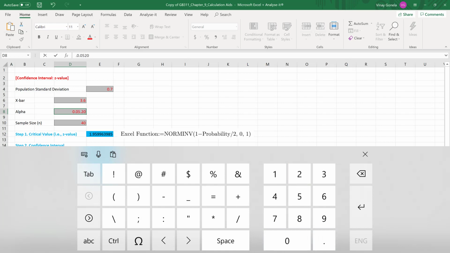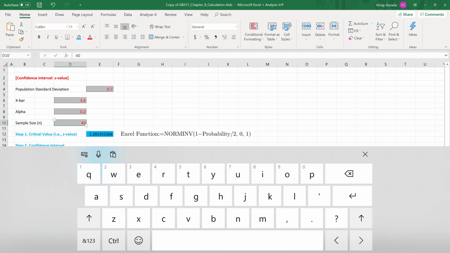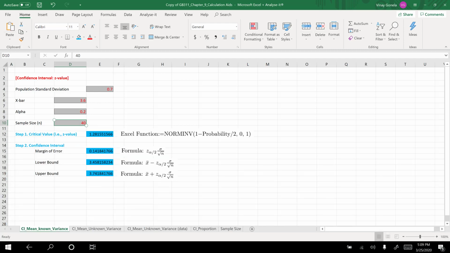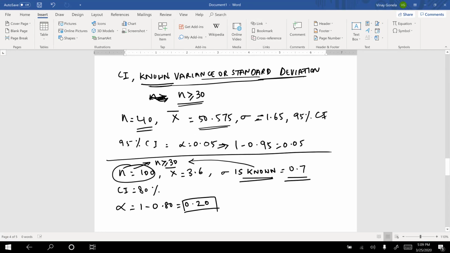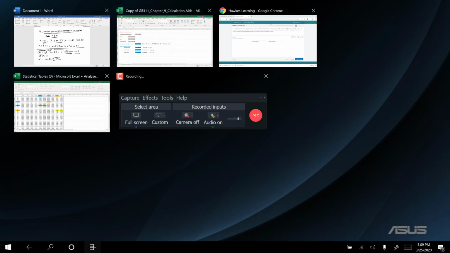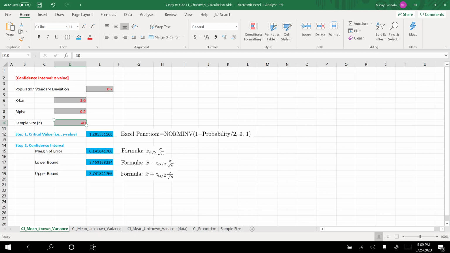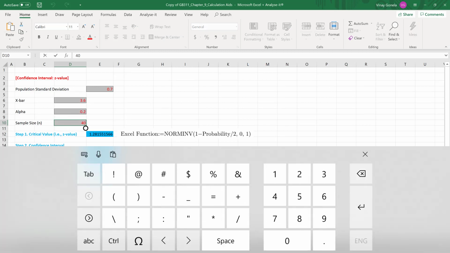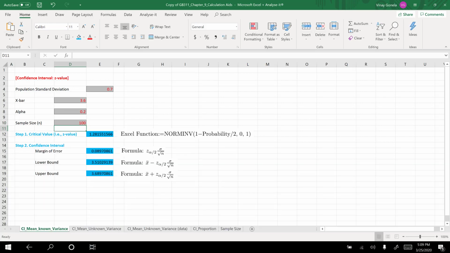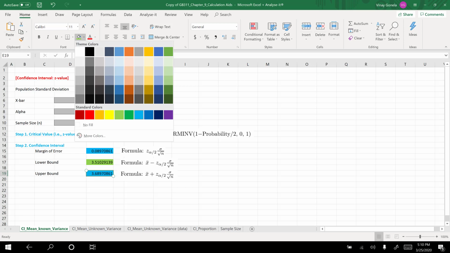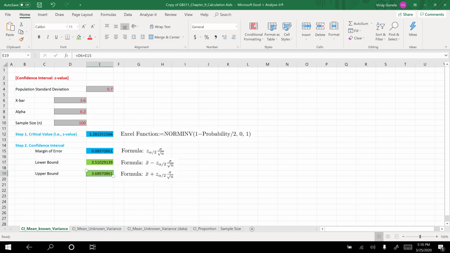Again, I have to delete those. 0.20, and then the sample size is I think it's 100. Let me cross check. It's 100. So I have to delete this and type in 100 and hit enter. So the lower bound would be 3.51 and the upper bound is 3.69.